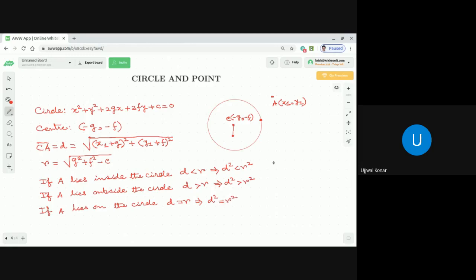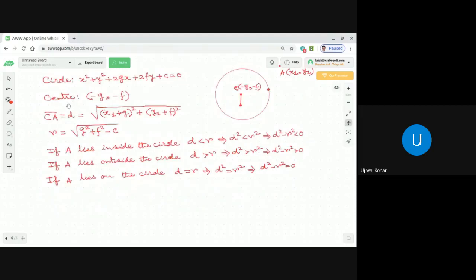So when we say D square is less than R square, that means d square minus r square is less than 0. When we say d square is greater than r square, that means d square minus r square is greater than 0. And when d square equals r square, d square minus r square is equal to 0. So we see, dear students, that the value of d square minus r square is of prime importance. Let's find how to find that value. We already found d from here, and we already know r. So let's find d square minus r square.